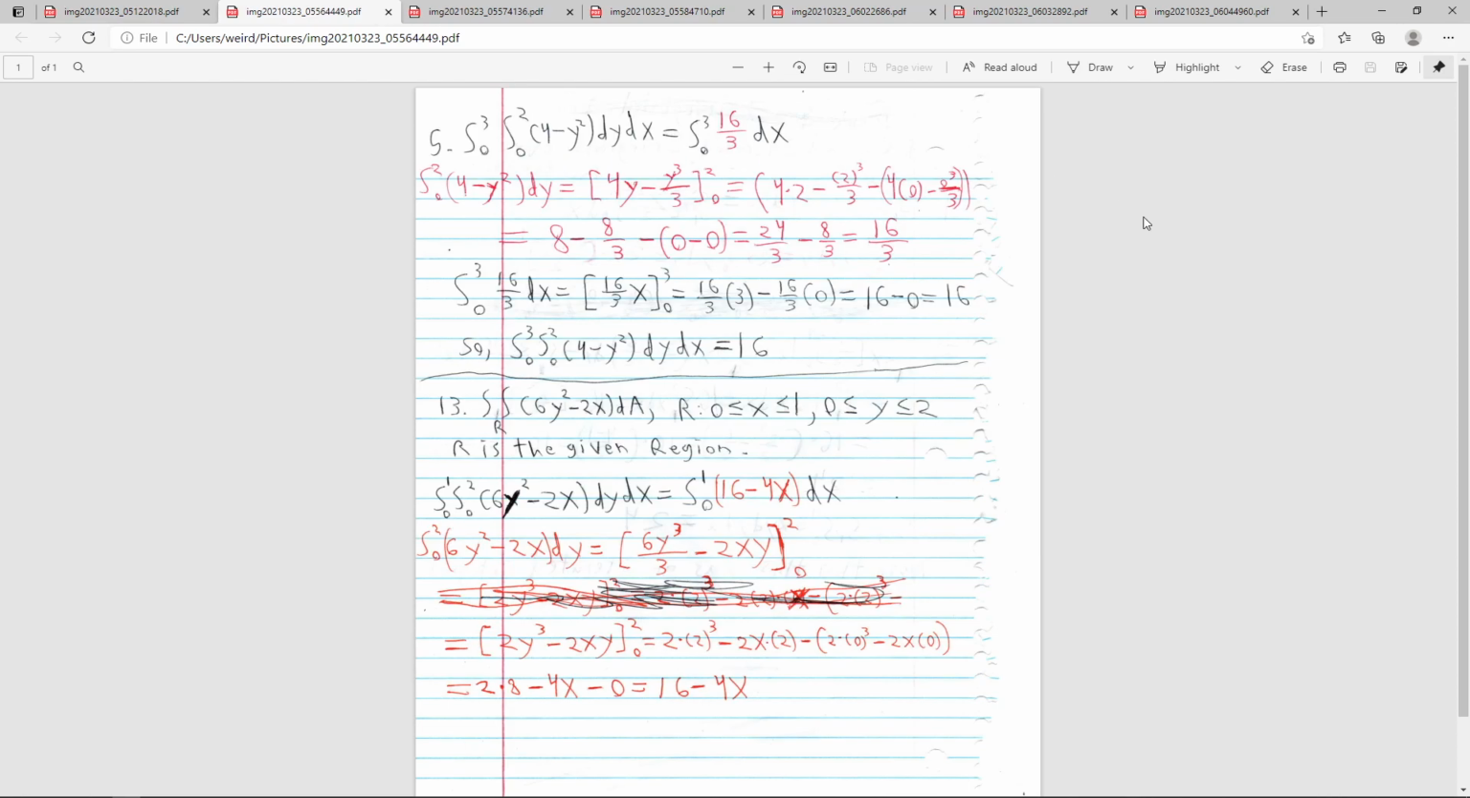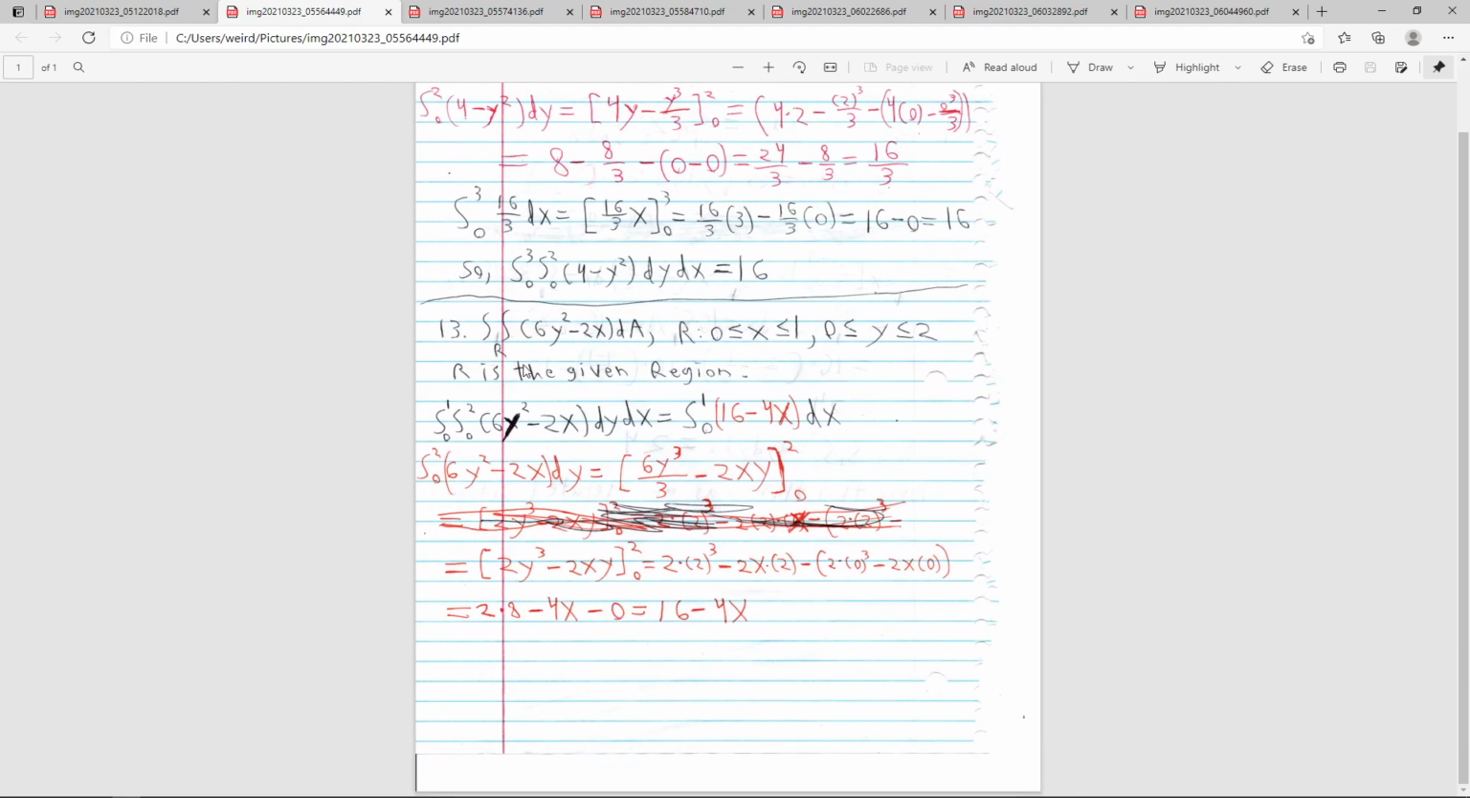Similar, maybe a little bit less work this time, just to make it clear. It's very easy because there's no x in here, so 16 thirds is just 16 thirds times x. You integrate it, and so it becomes quite quick. 16 is the answer.